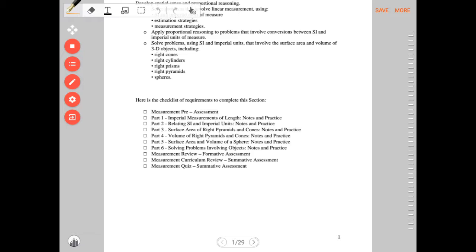Okay, after Part 6, you'll have a measurement review. So that's the formative assessment. You will have a curriculum review, which is a summative assessment. So 4 marks. And then you'll have the standard chapter quiz. So that's the summative assessment, again, for marks. Because this is the end of Unit 3, you will also have a unit exam on Chapters 2 and 1 at the end of this. Okay, so let's get started.